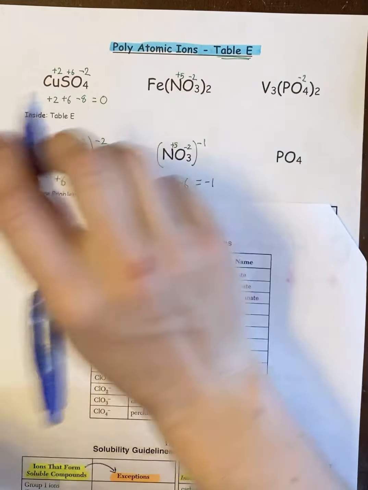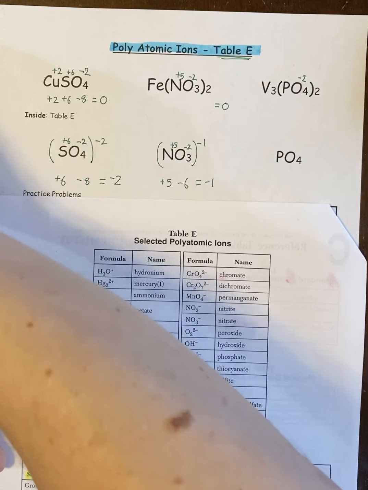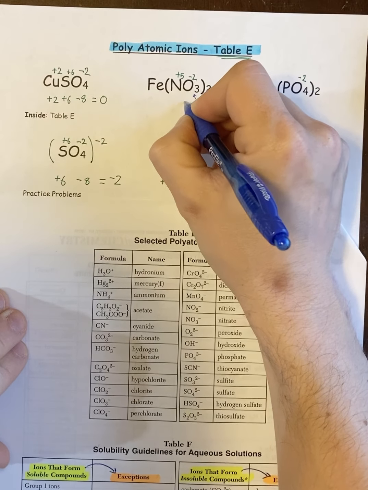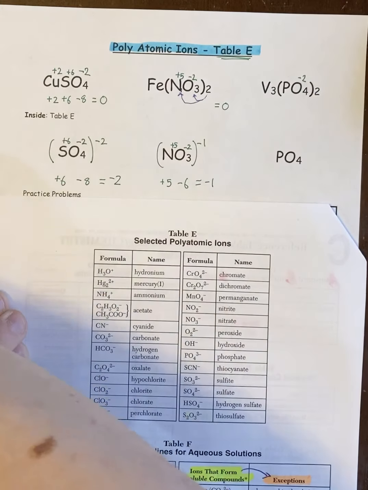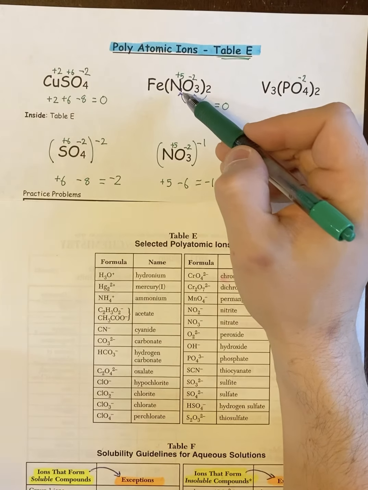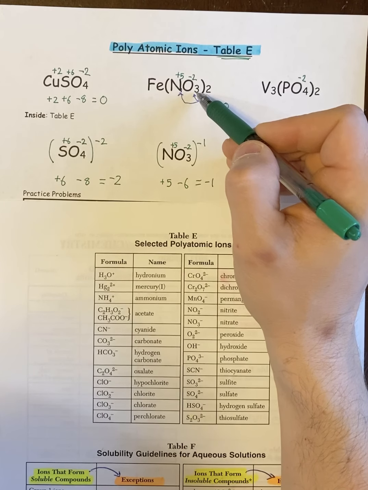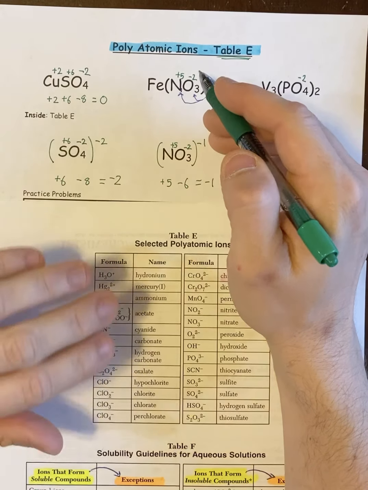When I solve for this problem, I'm going to set the whole thing equal to 0. Okay? The 2 outside the parentheses is going to distribute to both the N and the O. There is an unwritten 1 there. And so instead of 1 N and 3 O's, I'm going to have 2 N and 6 O's. So that's all this 2 does. It does not affect the Fe because the Fe is not in the parentheses.